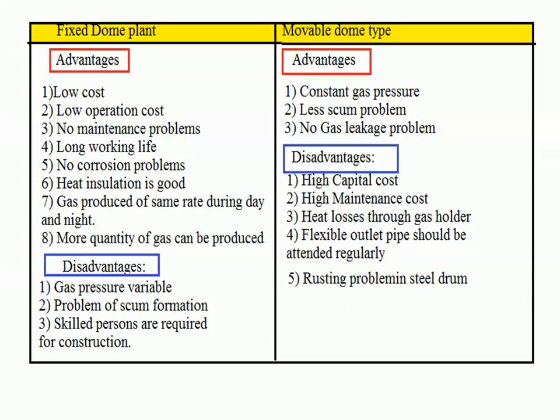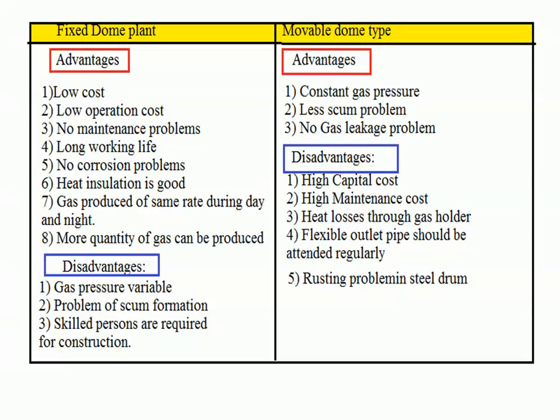Some additional points may be required. You can utilize them anywhere. A question may come, or may not come. These points are very simple, so try to remember them from observing the figure only. First, the fixed dome plant. It is low cost and economical, and has low operation cost, no maintenance problems, and no maintenance cost. This type of plant has a long life. No corrosion problem, because the dome is fixed. More quantity of gas can be produced. That is also one of the advantages.